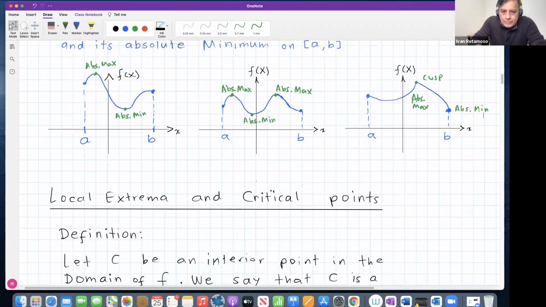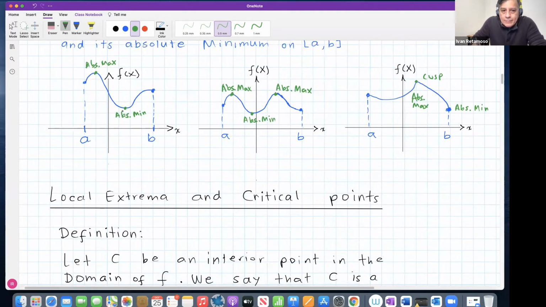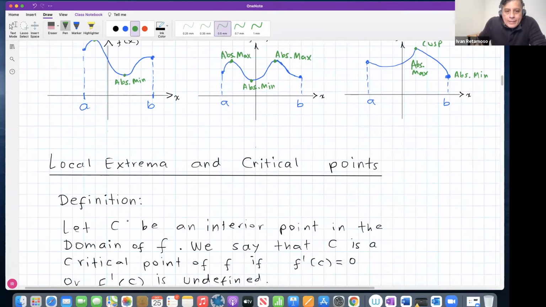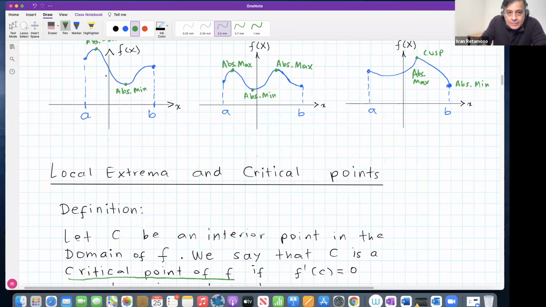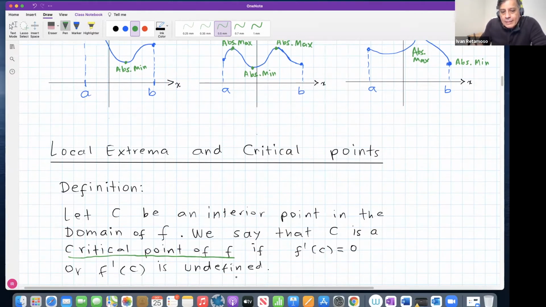Great. So now, these points are special, right? The top of the mountains, the floor of the valleys. Mathematicians call them critical points. They have given a name to these points that are important. They call them critical points, okay? So the formal definition of a critical point is, let C be an interior point in the domain of F, say somewhere there. We say that C is a critical point of f if the derivative is 0, like in here and here, right? Derivative 0. Or perhaps the derivative does not exist, like in here, right? Derivative 0 or derivative at C is undefined, DNE, does not exist.